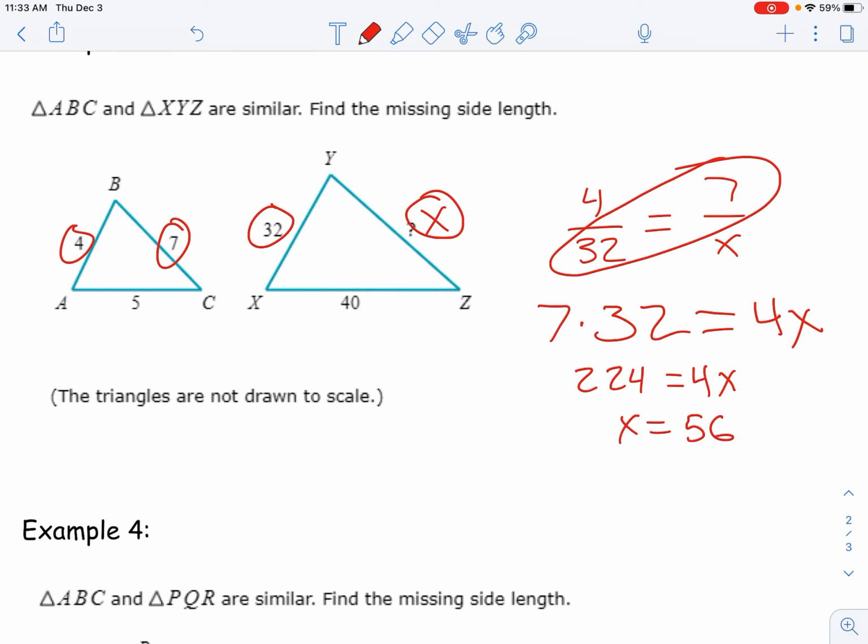And I mean, that makes sense, and you can think about it like that. It makes sense because it should be the longest side of the triangle, because over here this one was the longest side of the triangle, and so it has to be more than 40, and it is.